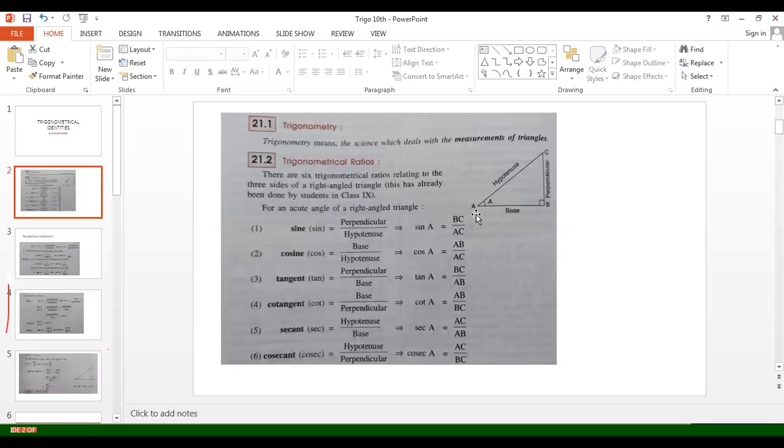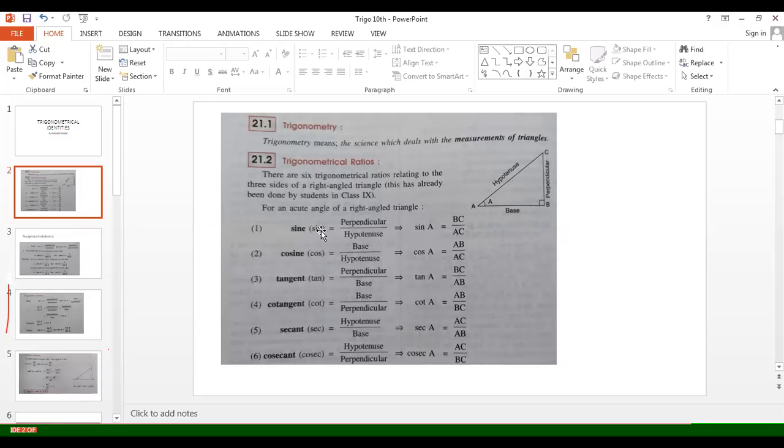Suppose we are considering this angle A, this angle B which is the right angle, and this angle C. Then this is called the base, this is called the perpendicular, and this is called the hypotenuse. Some people say this is the hypotenuse, and if we're considering angle A, then this side BC will be called the opposite side, and this side AB will be called the adjacent side. No problem. Over here we need to remember the 6 T ratios.